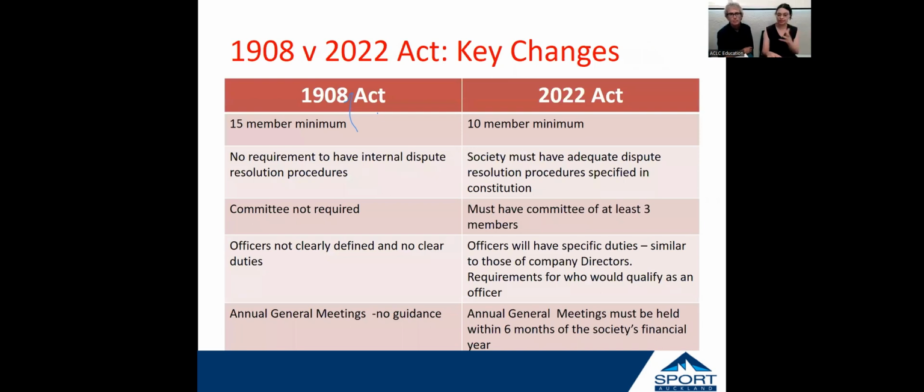And here we've done a little bit of slides to kind of show some of those key changes. So as I noted before, there's going to be a new minimum of 10 members, which is quite a good one, because it means you can look at incorporating with fewer people. Another really key change is that societies are going to be required to have adequate dispute resolution procedures, and these will be specified in the Constitution.